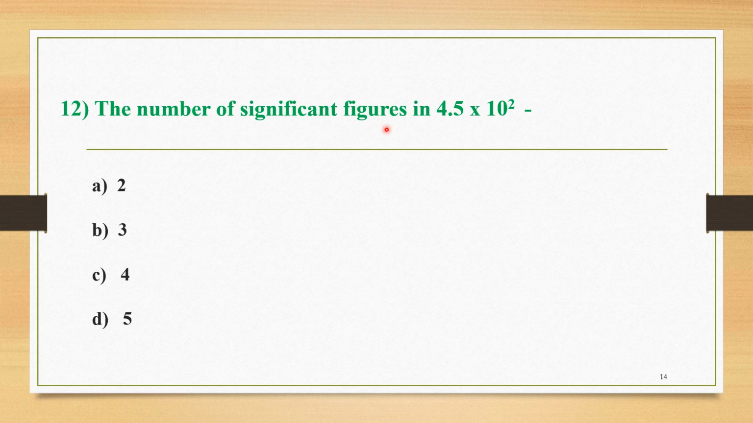The next question, number 12, is here. The number of significant figures in 4.5 into 10 to the power 2 is, the options are: A is 2, B is 3, C is 4, and D is 5. And the correct option among these four is that it has significant figures equal to 2, and that's why A is the correct option.